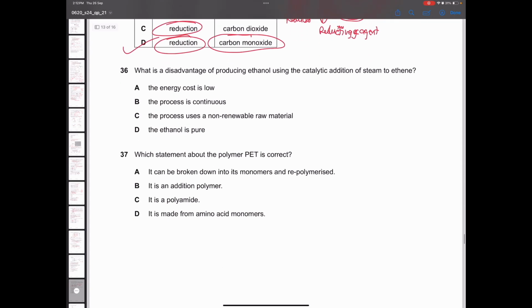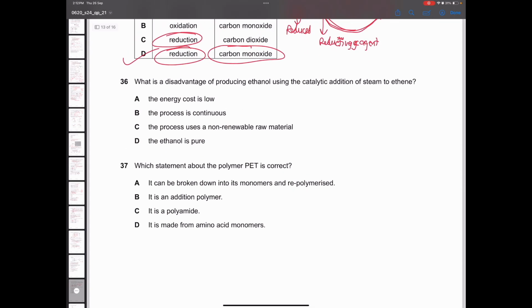Next question. What is the disadvantage of producing ethanol? See, there are two methods in our syllabus by which ethanol can be produced, and you need to know the differences between both of them. What are the benefits of the one and the disadvantages of the other one? One is fermentation, the other one is catalytic addition of steam to ethene. In this process, the only issue is that ethene is a petroleum product. It is a non-renewable resource. So the correct answer will be C.